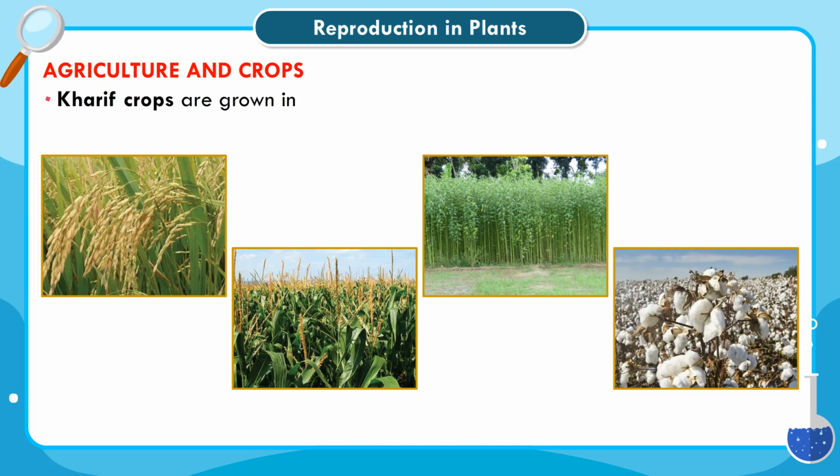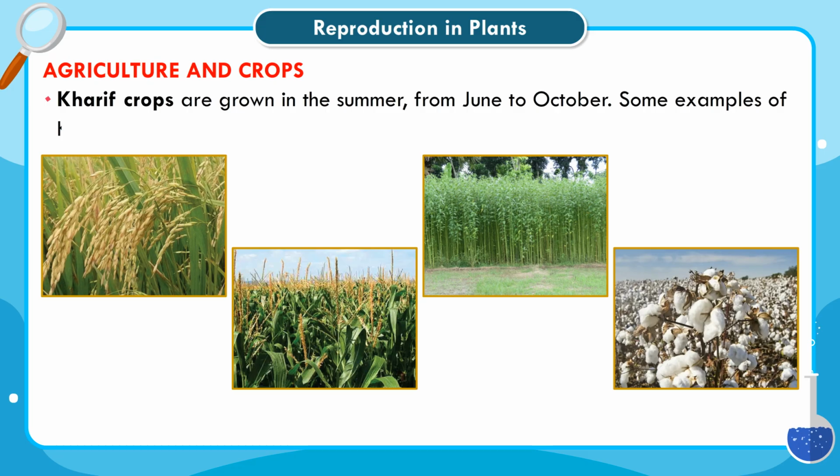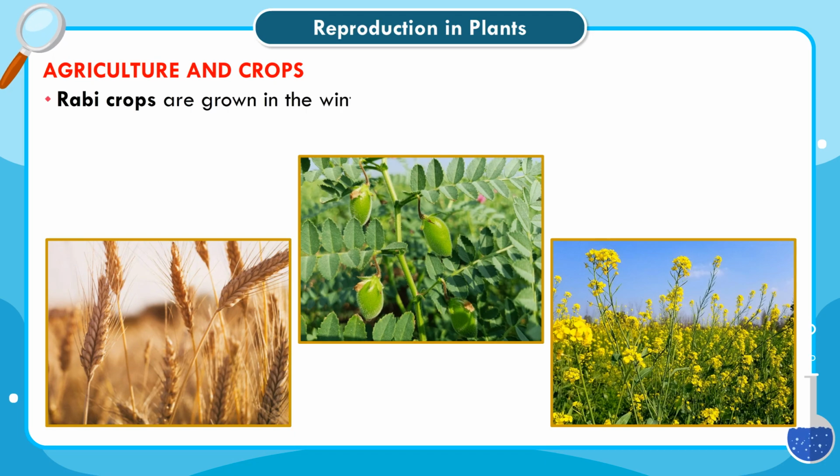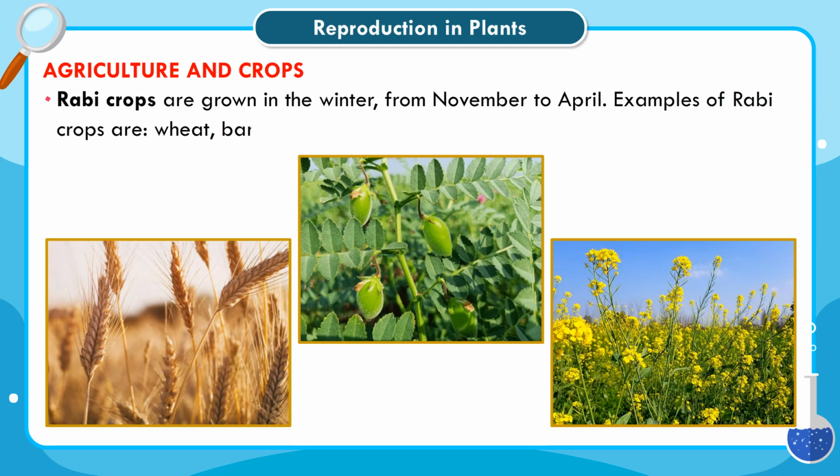Kharif crops are grown in the summer, from June to October. Some examples of Kharif crops are rice, maize, jute, cotton, etc. Rabi crops are grown in the winter, from November to April. Examples of Rabi crops are wheat, barley, gram and mustard, etc.